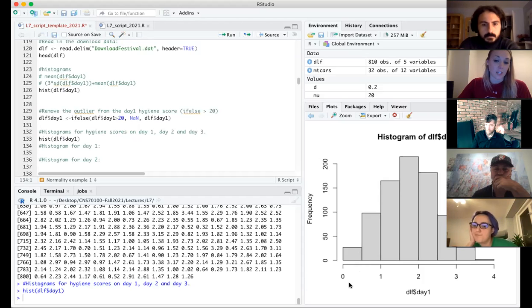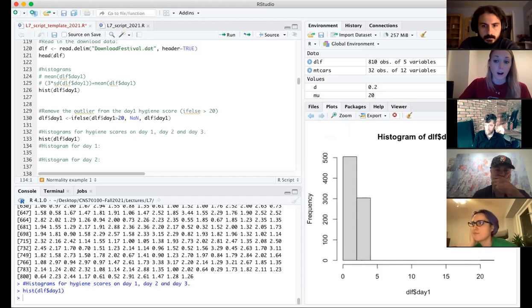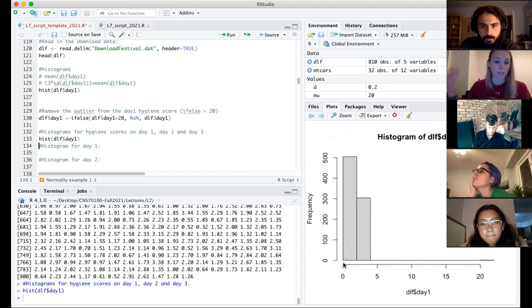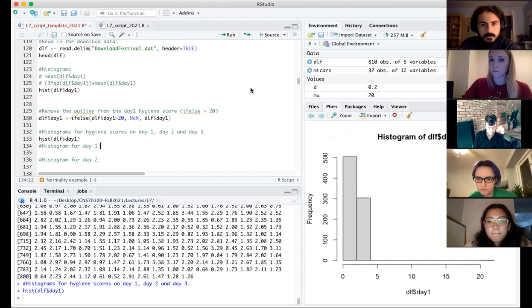Notice how the axis changed from 0 to 4, because R was trying to automatically fit all the data, because we had that outlier. So if I get an error in eval, say that again. Let me just copy and paste.